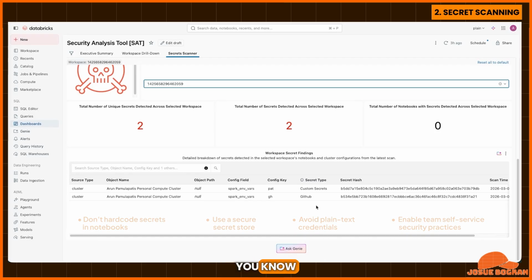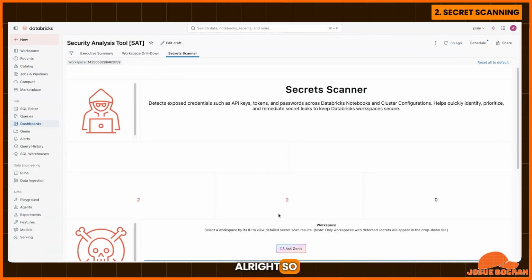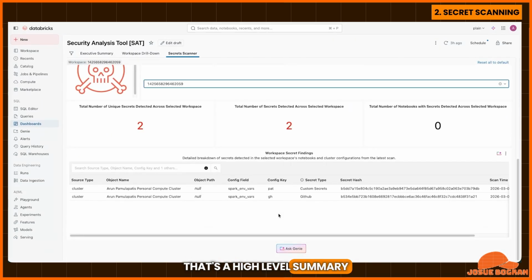So in this case, this one found multiple secrets being hard coded into a cluster configuration as a Spark environment variable. You will see likewise in the notebooks. If it is a notebook, we see the notebook path. Right. So that's a high level summary.